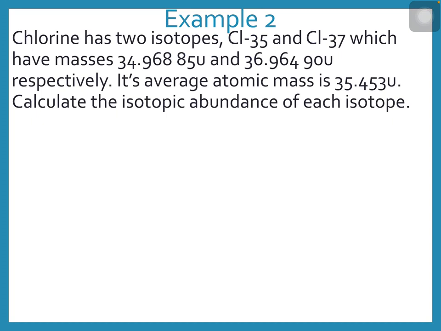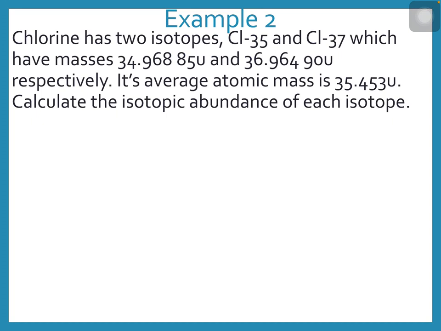Okay, the other type of question that you could be asked to do, and this is going to bring back some skills from grade 10 math of substitution. So chlorine has two isotopes. We just talked about this earlier: chlorine-35 and chlorine-37. Chlorine-35 has a mass of 34.96885 atomic mass units, and chlorine-37 has a mass of 36.96490 atomic mass units. The average atomic mass, and this is in the periodic table, is 35.453 atomic mass units.